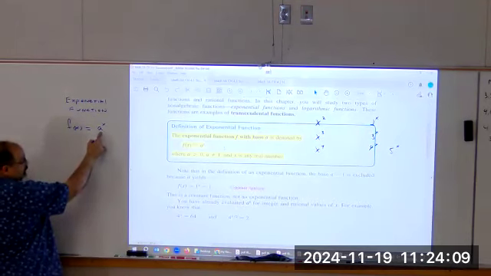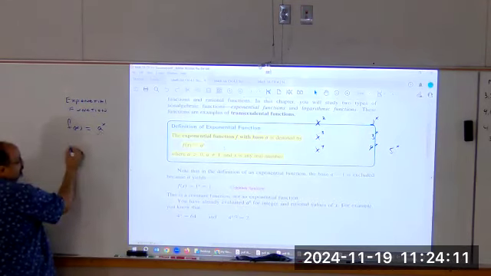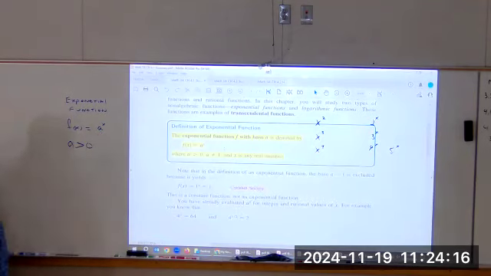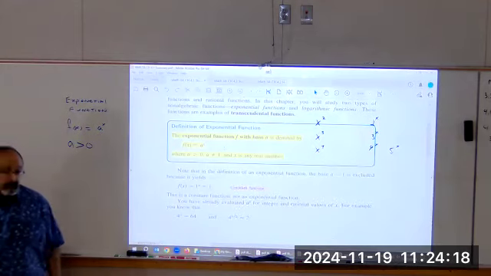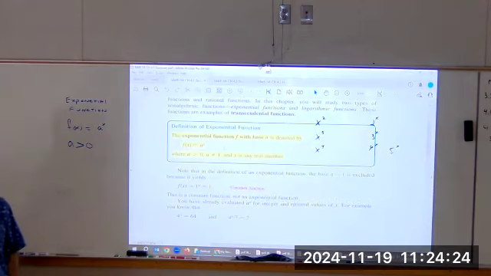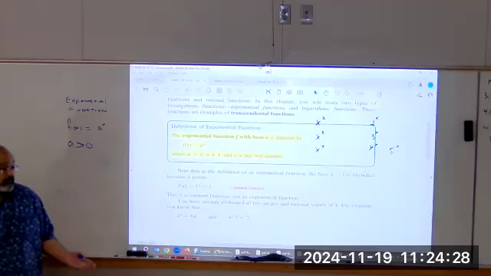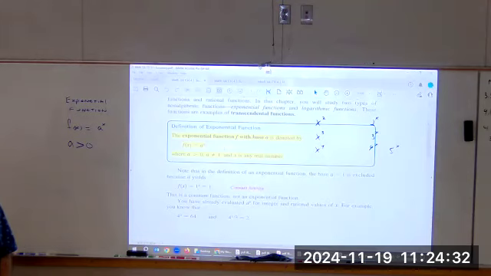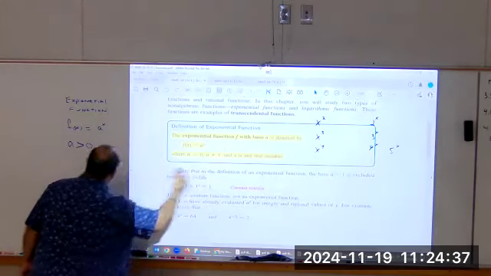The base, this base a, it has to be bigger than 0. What does that mean? It has to be greater than 0. Can it be a negative? It cannot be a negative. Can it be a 0? It can't be 0. In other words, it has to be positive. It can't be negative. It can't be 0. Also, it cannot equal 1.